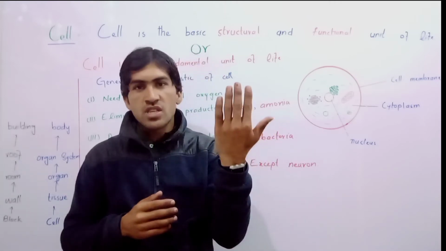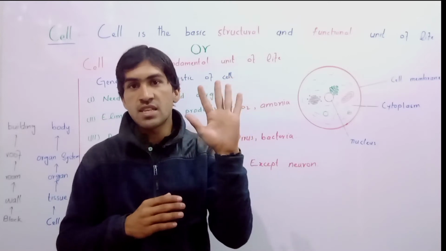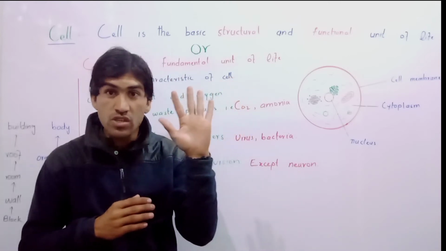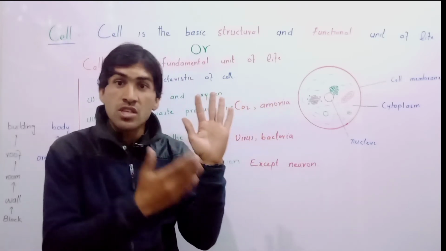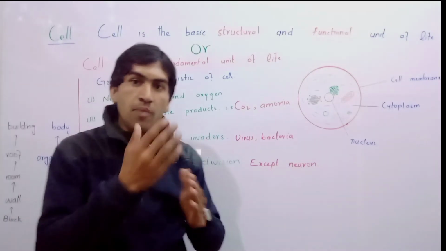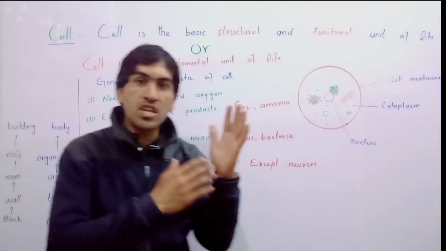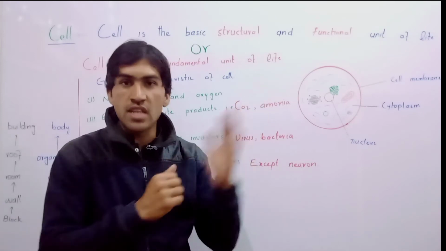As you see this hand, this hand has a particular shape, a particular structure. So this structure is basically the structure of the cells. It means that many cells combine to form tissues and then organs. So this is basically the structure of the cells.